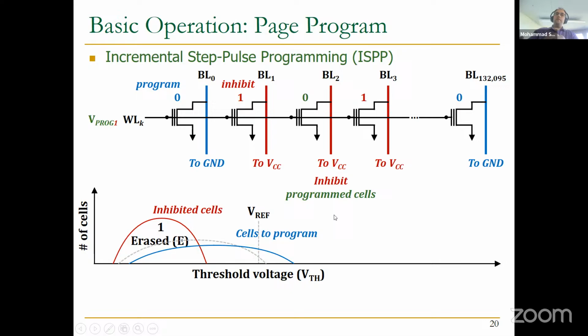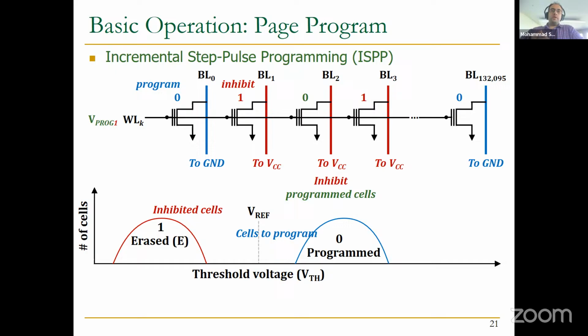Then it will shift the distribution curve a little bit more, and you do it step by step such that hopefully you get to this beautiful distribution plot. So that's the way that people implement ISPP, incremental step pulse programming, which is really essential for flash memory.